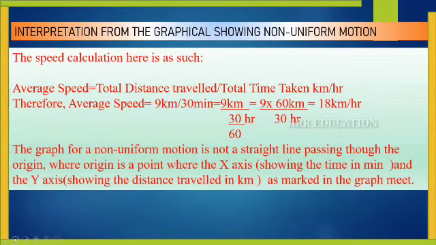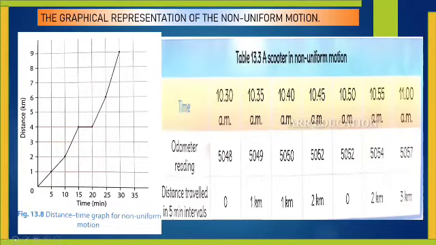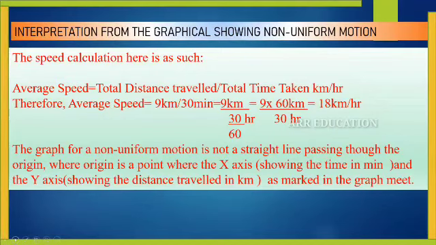So we need to calculate the speed of the object in kilometers per hour by the graph in the previous slide. This one, as I said before. And as this is non-uniform motion, we have to calculate the average speed, and the formula for average speed is equal to total distance traveled by total time taken.